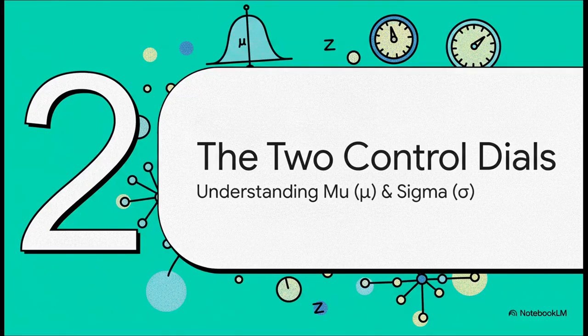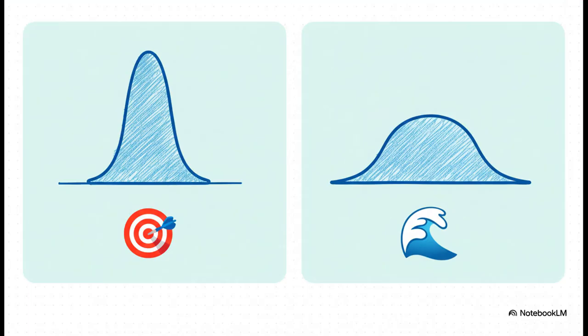Now, of course, not all bell curves look exactly the same. I mean, the distribution of human heights is obviously going to look different than the one for elephant birth weights. But here's the cool part. It turns out you only need two numbers to perfectly describe any normal distribution. I like to think of them as the two control dials for the shape of the curve. Okay, so the first dial is the mean, which you'll see written as mu. This just sets the center of the curve. It's your average value, plain and simple.